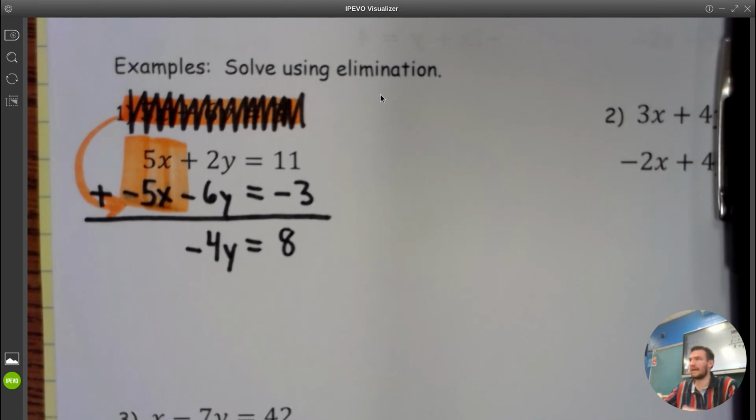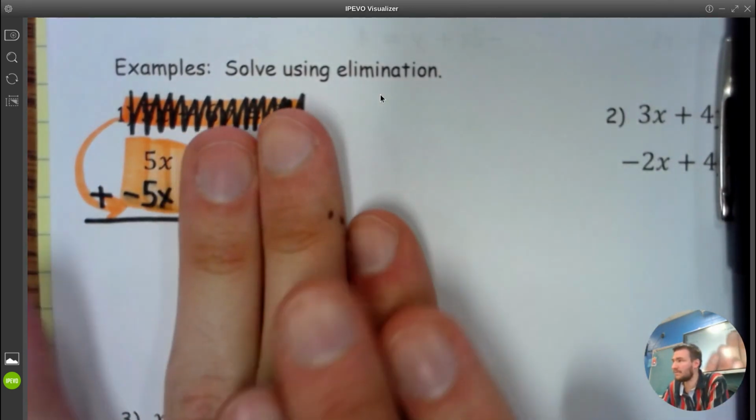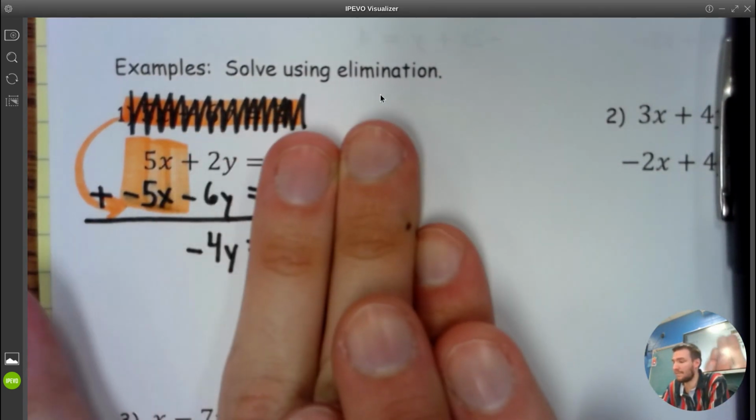All right, how are we feeling right now? Do you have a question about how we got here? Does it have to do with the x part, or the y part, or the number part?